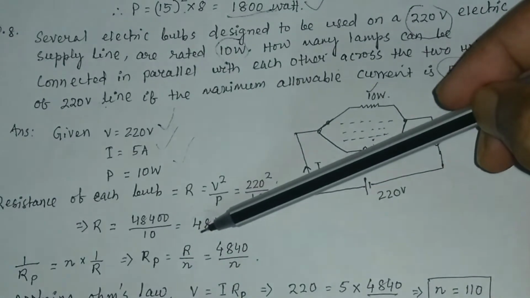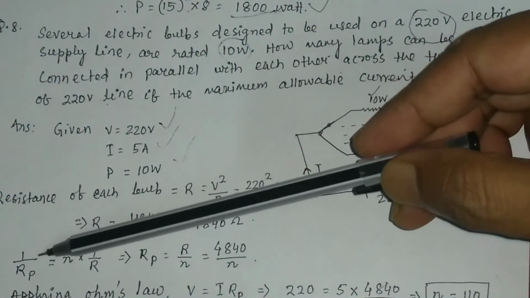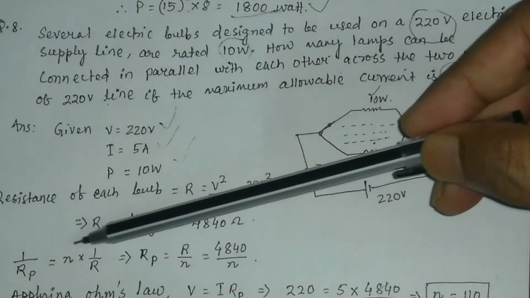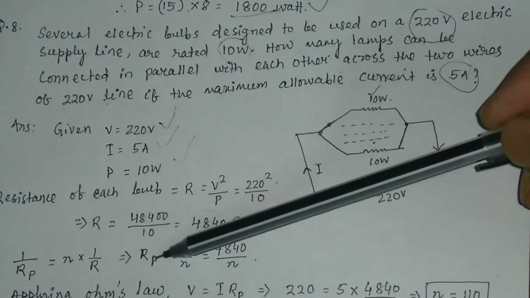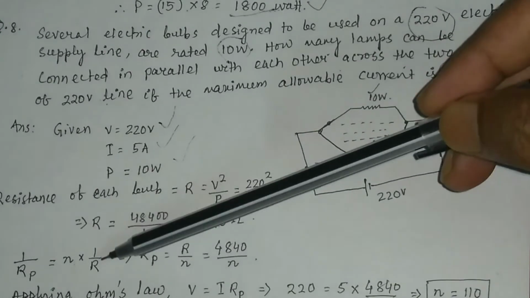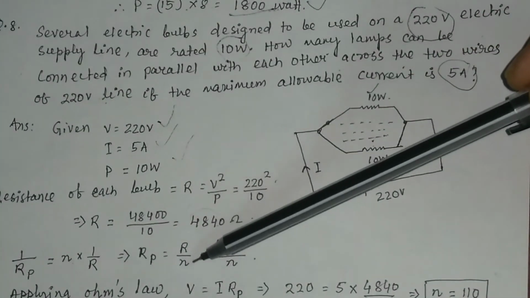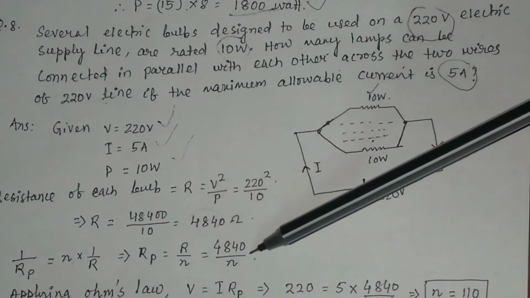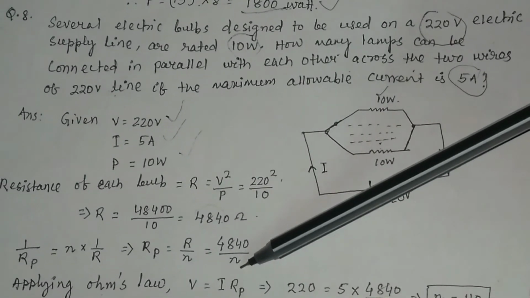When all the bulbs are connected in parallel, the formula will be 1 by Rp is equal to 1 by R plus 1 by R plus 1 by R, N times. That is equal to N into 1 by R. So Rp will be equal to R divided by N. So the R value is equal to 4840 divided by N.